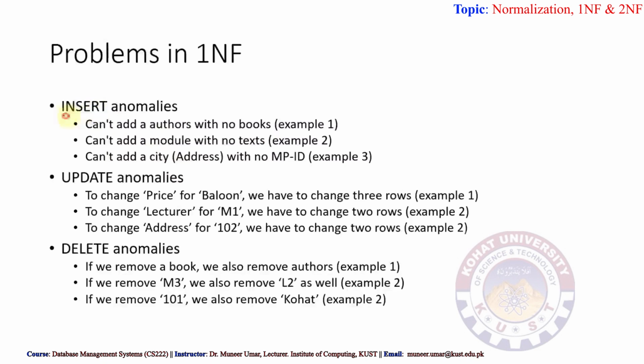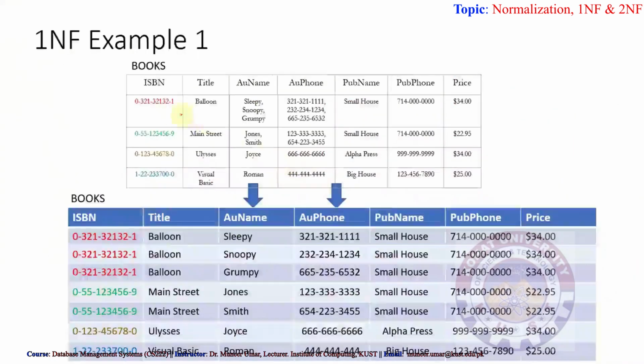The first one is insert anomaly. In case of the first example, we can't add an author with no book. Now if you look into the first example here, we cannot add a new author if there isn't any book, but sometimes we need author names separately, so this is not possible here.